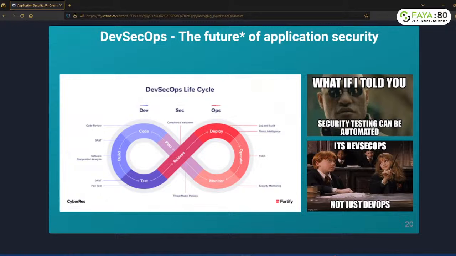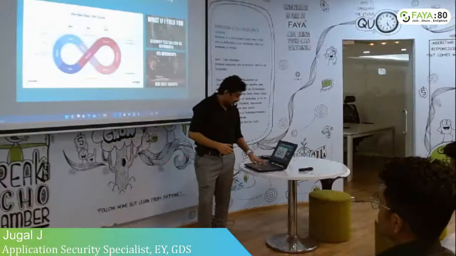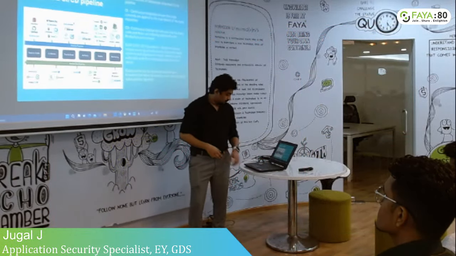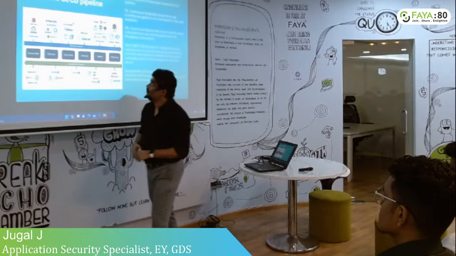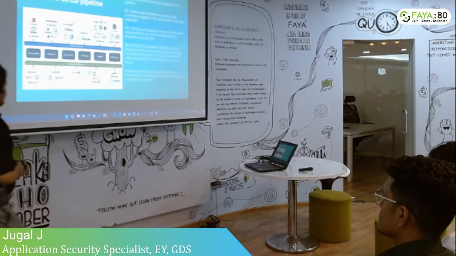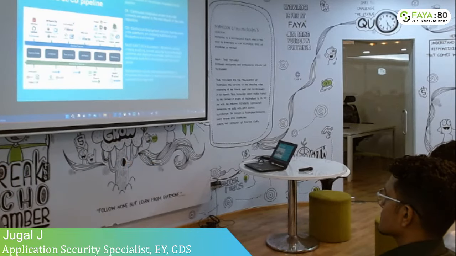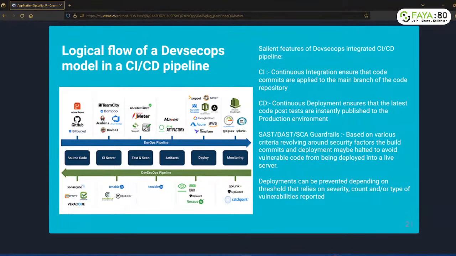But the advantage here is that now we have one pipeline where everything can be automated, which is what we're going to look at right now. So this is a typical DevSecOps pipeline. This is what your conventional DevOps pipeline looks like, and this is when you add the security aspects to it. Let me explain it a little further. Basically, all of this runs on a CI/CD pipeline. So is anyone familiar with a CI/CD pipeline?